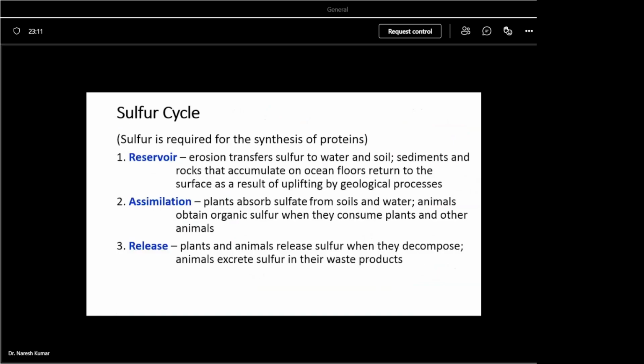What are the reservoir species? As I told, sulfur is required for protein synthesis. Reservoir: water and soil through rocks and minerals. In sediments, it accumulates on ocean floors and returns to the surface because of uplifting by geological processes. Assimilation: plants take up the sulfate from soil and water, and animals obtain it from these organisms. And release mechanism: there are excretory products and decomposition products.